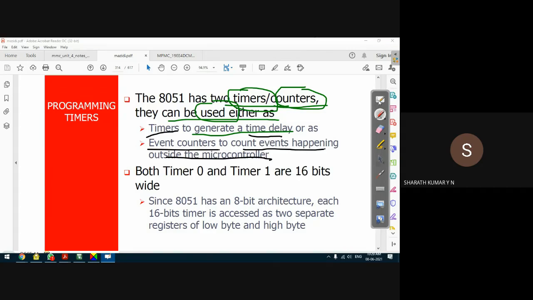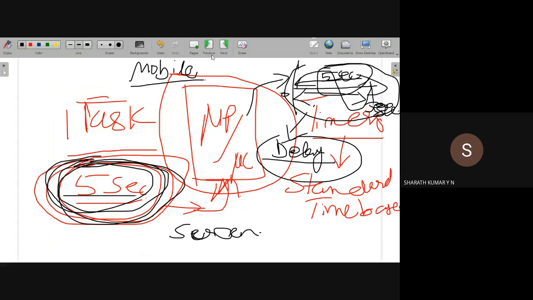What does it mean? Okay, let us go to some other page. This page is okay.